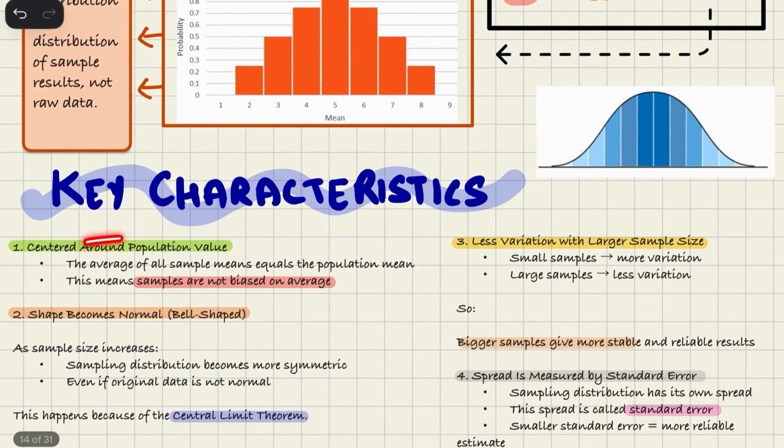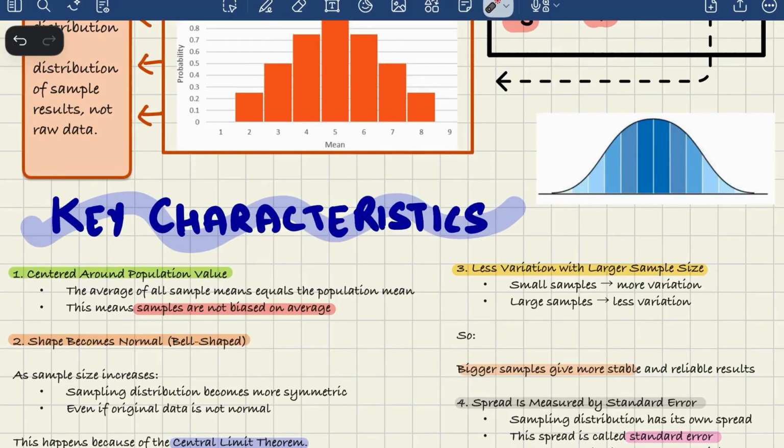Let's understand the key characteristics. First, it is centered around the population mean. This is a very fascinating property: the average of all sample means is equal to the actual population mean, mu. This means that the sample mean is an unbiased estimator of the population mean.